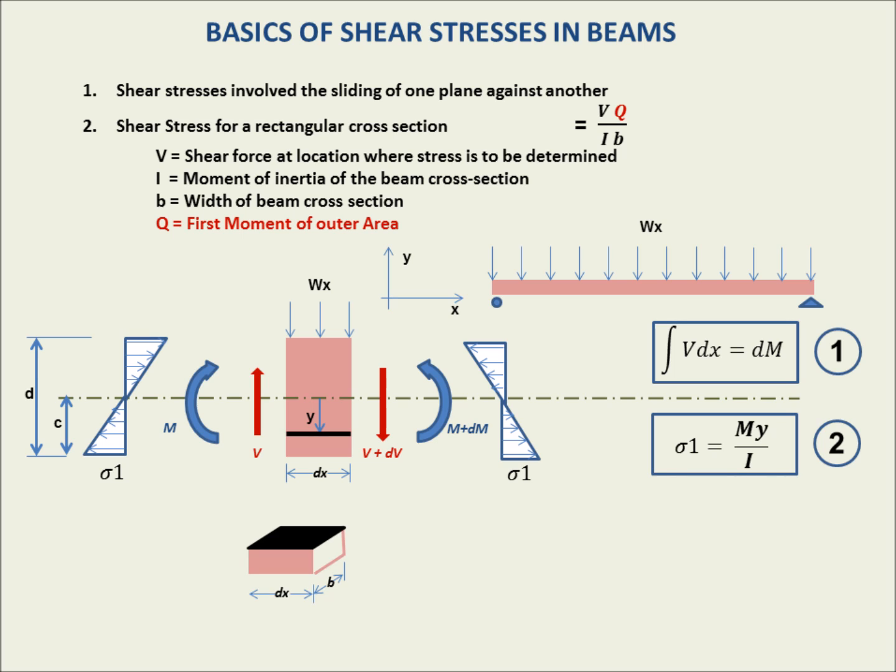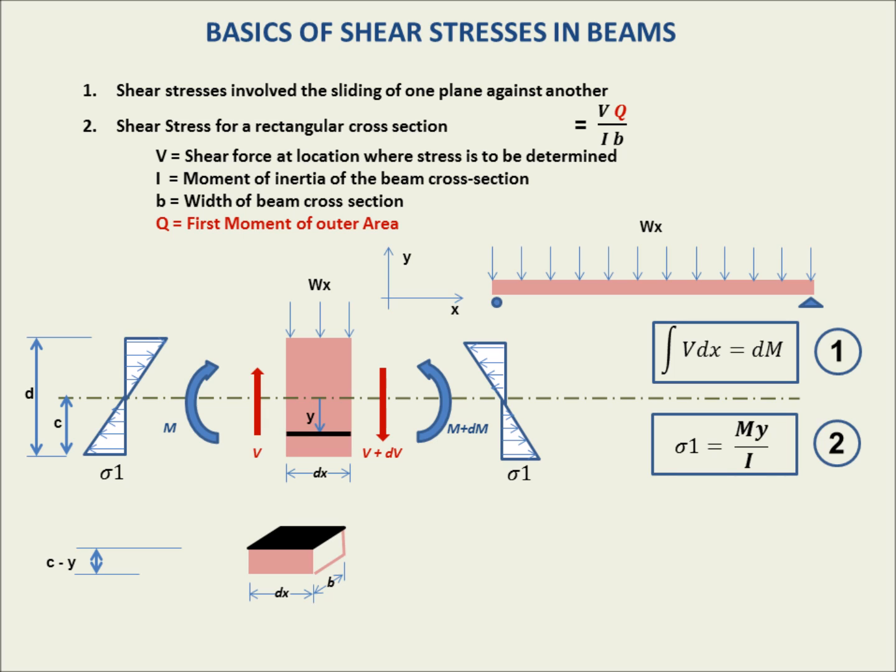So that black line now is represented by a black plane shown below. We have the length dx, but now we're also representing the width of the beam, b. The depth of this block, if you will, is c minus y. c is the distance from the neutral axis, of course, down to the extreme fibers, and y is the distance from the neutral axis to the plane we're concerned with. Hence, the depth here is c minus y.